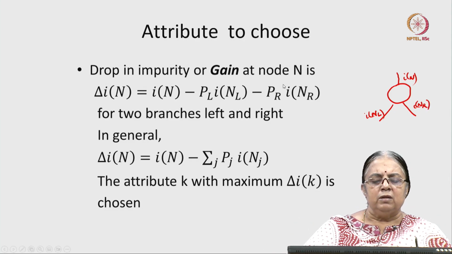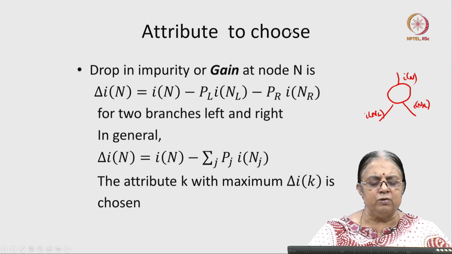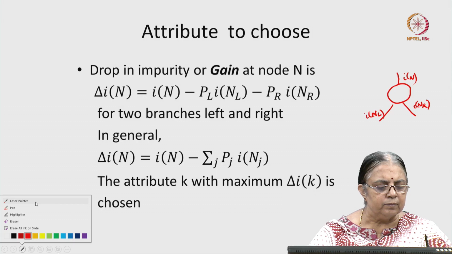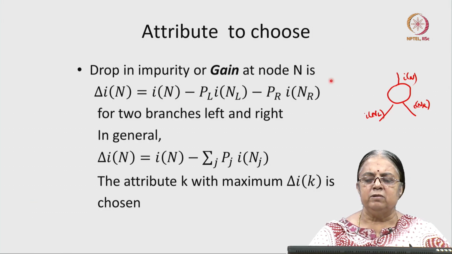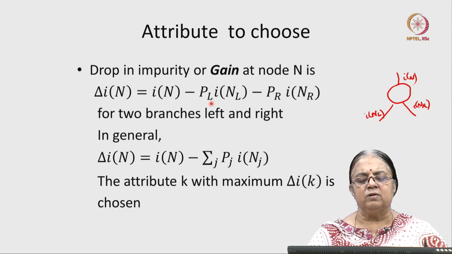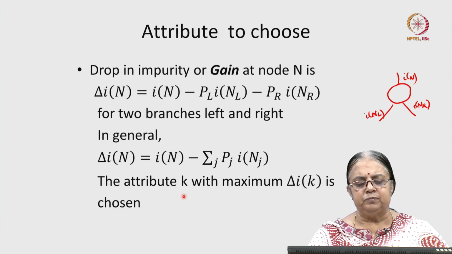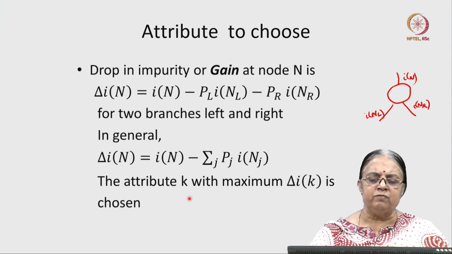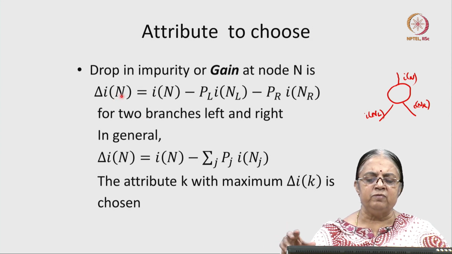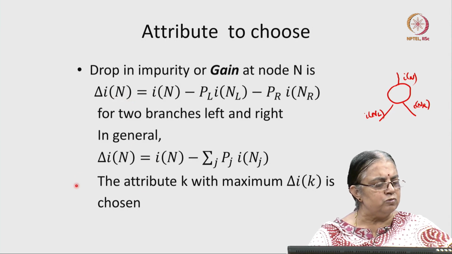The drop in impurity at this particular node is going to be IN, the IN there, minus the percentage of patterns that go along the left branch, PL, into INL, minus PR into INR. This is for 2 branches. If there are more than 2 branches, you use this particular formula. Then you find this delta IN for every feature, and the feature which has the maximum delta IN is the one that you choose at a particular point.